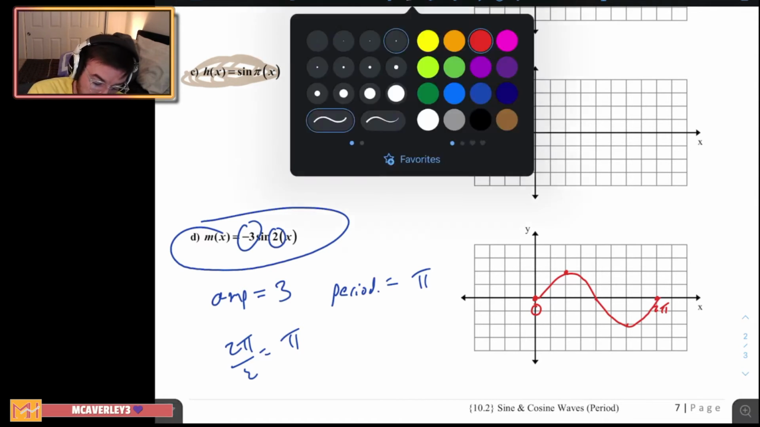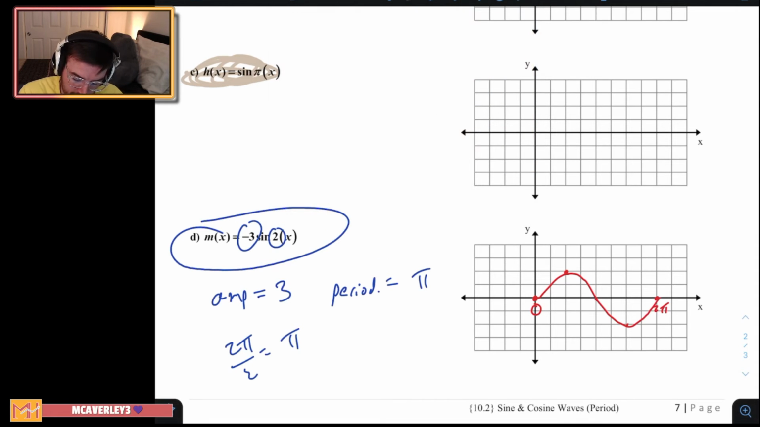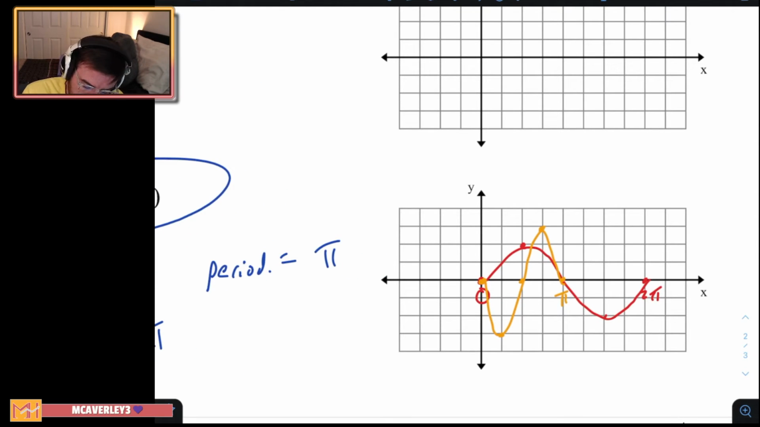We've now flipped it and stretched it, and we've shrunk the period to pi. So it's going to start here, go down to 3, there, there, there. See that? We stretched it and went down to 3, and it needs to start and end at 0 and pi. Yeah? I encourage you to use Desmos.